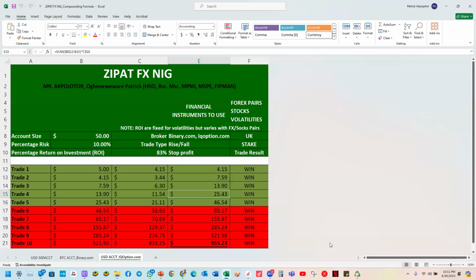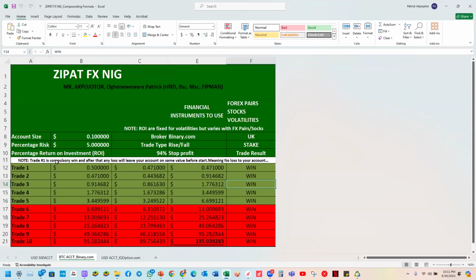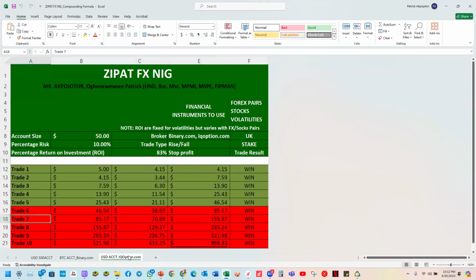All right, so this one, it's a formula. If you look at this formula, I have 1, 2, 3, 4, 5, 6, 7, 8, 9, 10. So it means that I have to take 10 trades. And now when I take these 10 trades, it is compulsory that I must win the first trade. Okay. It is compulsory, I must win the first.